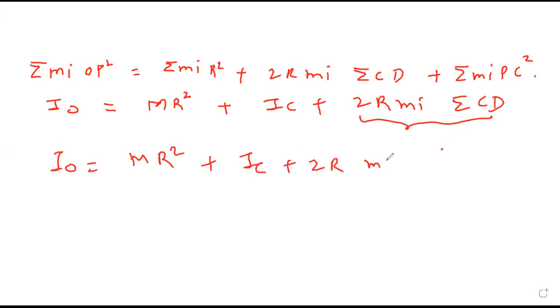I'm multiplying by G and dividing by J. Here write summation. This Mi take inside summation.